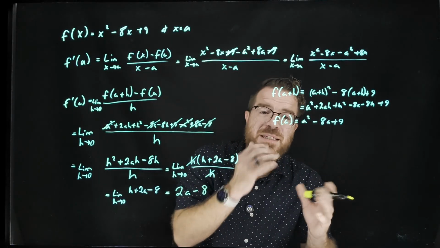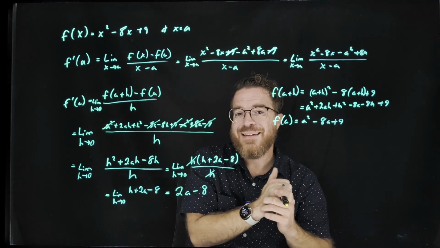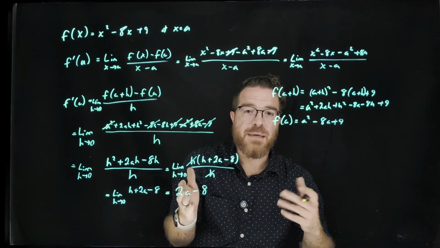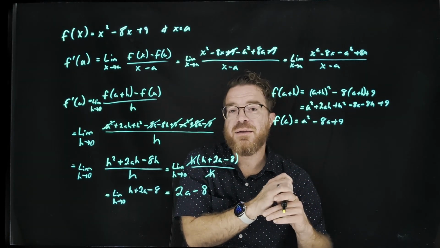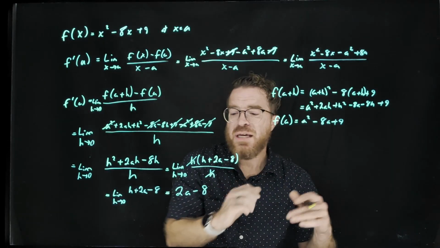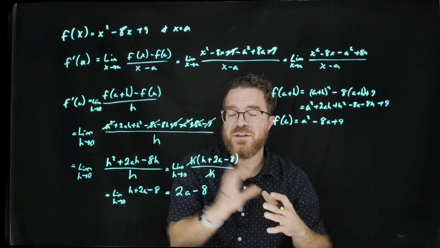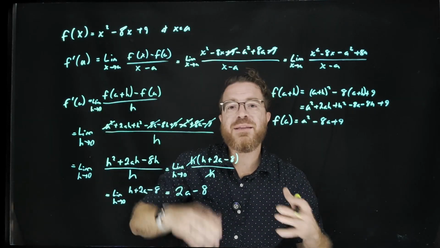So pretty much what this is telling us is that our derivative is dependent on what that a is. So if I'm approaching the point 3, it would be 2 times 3 minus 8, and that would give me the slope at that point. If my a was 7, it would be 2 times 7 minus 8, and that would give me the slope at that particular point. So the slope is different based on the initial point that we are going to.